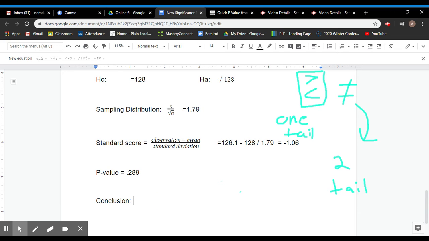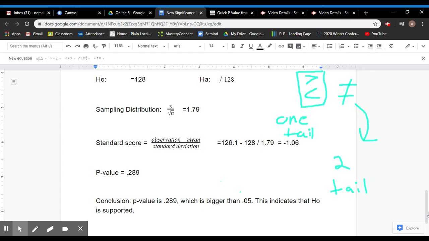All right, so our p-value is 0.289, and then we compare it to our alpha level. Remember, 0.05. So is our p-value bigger than or smaller than 0.05? It's bigger than 0.05. So what does it mean when our p-value is bigger than 0.05? Well, it indicates that H0 is supported. Remember, when the p-value is bigger than 0.05, H0 is supported. When the p-value is smaller, HA is supported.